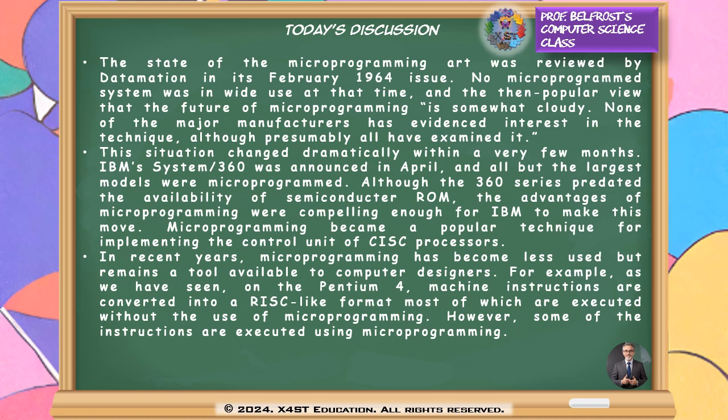This is just the architecture of the processor actually, for how much instruction sets are actually needed for the processor. In recent years, microprogramming has become less used, but remains a tool available to computer designers. For example, as we have seen on the Pentium 4, the machine instructions are converted into a RISC-like format, most of which are executed without the use of microprogramming. However, some of the instructions are actually executed using microprogramming.